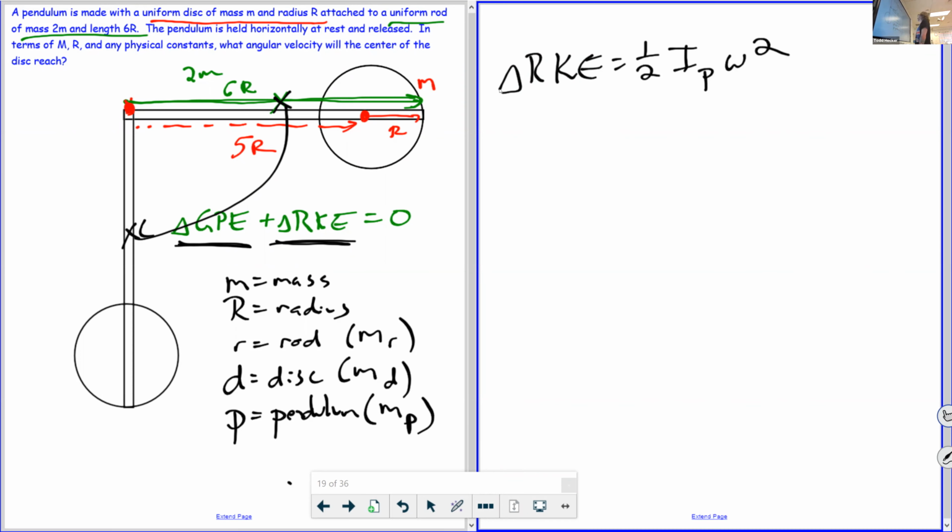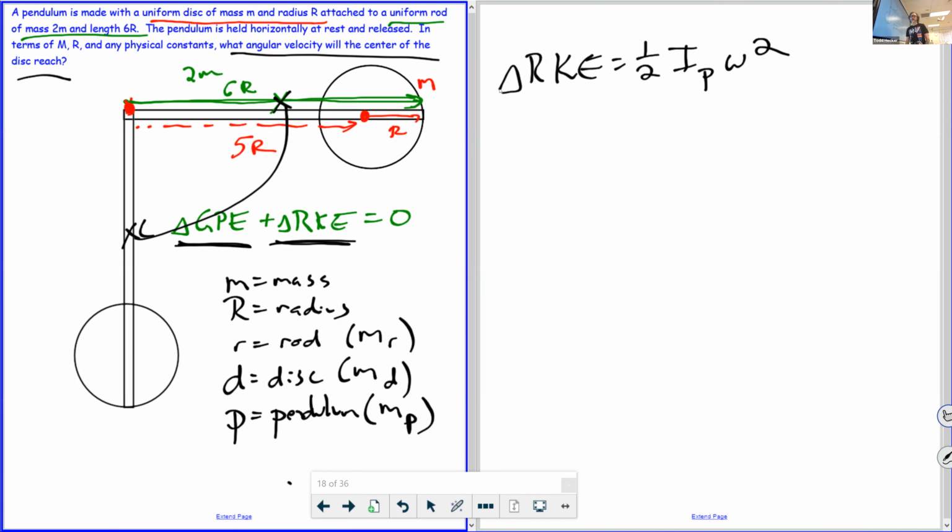All right. Quick comment about the way I worded this question. I changed it and then changed it back, and it resulted in a typo. It says, what's the angular velocity of the center of the disk? Well, the angular velocity of any point is the same, right? So I should have just said, what's the angular velocity of the pendulum?